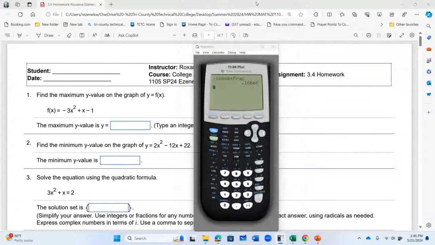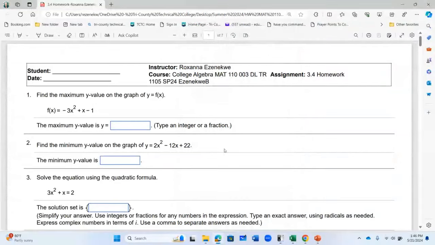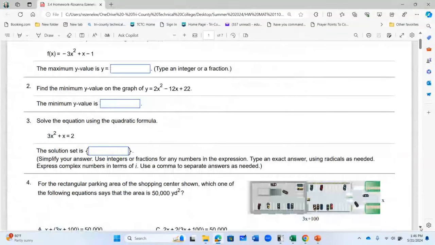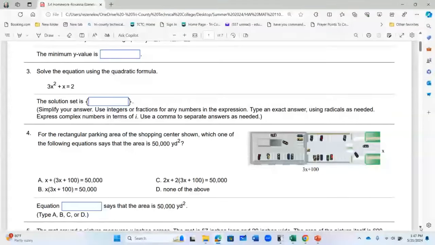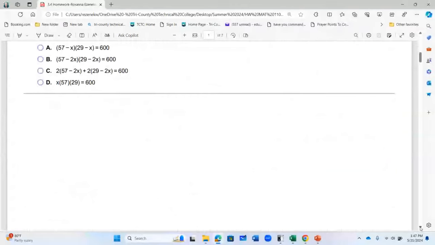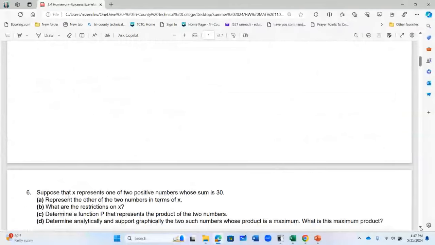Okay, find the minimum point. The same method, find the minimum point. Solve the equation with the quadratic formula. So notice that the quadratic formula is going ahead. Now we shall start using the application of the quadratic formula. But meanwhile, we have 13 minutes going.